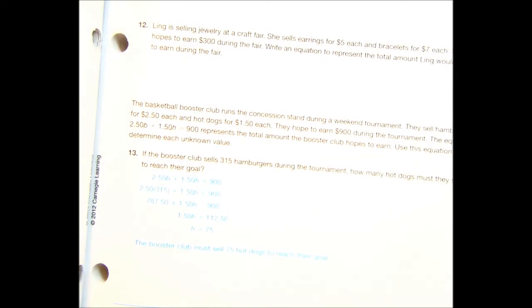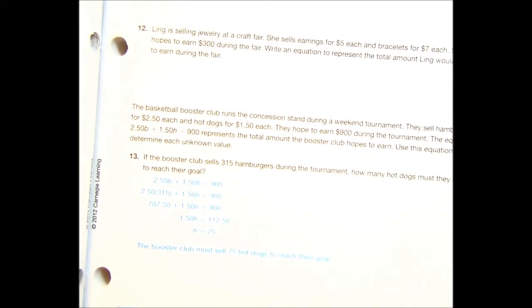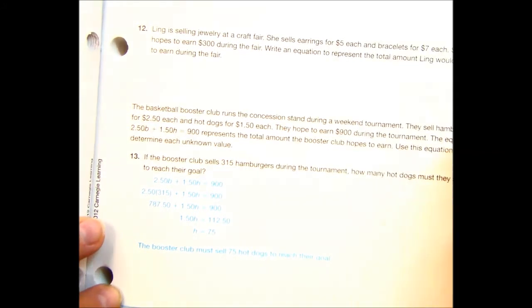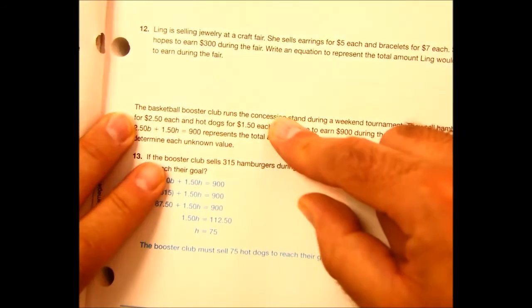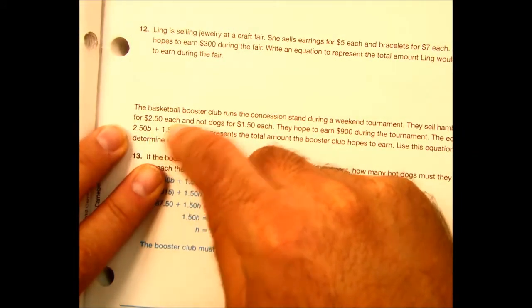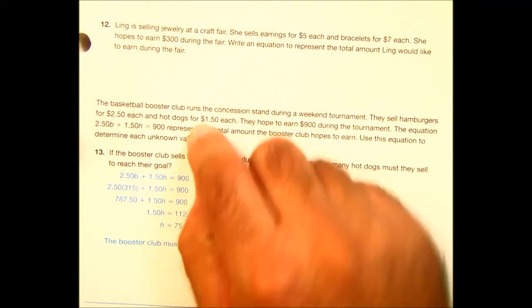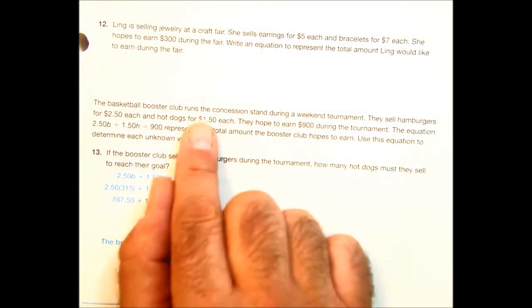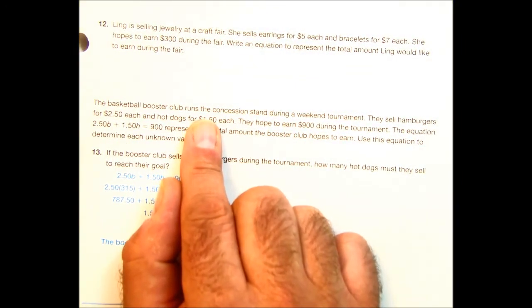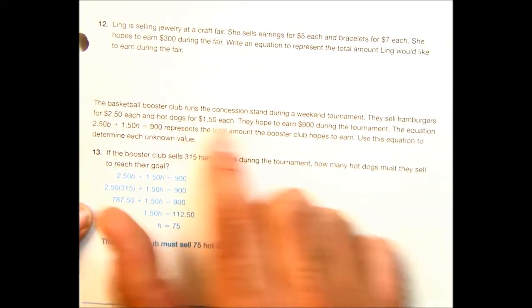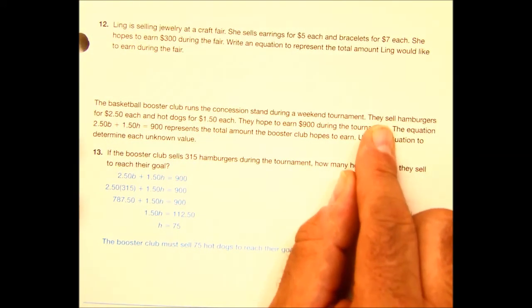Problem 13, they say, now we're going to not only write an equation, but we're going to find the value. So here we go. Basketball Booster Club runs a concession stand during the weekend tournament. They sell hamburgers and hot dogs. $2.50 for each hamburger and $1.50 for each hot dog. So $2.50X, $1.50Y. So when you add the two together, you're hoping to earn $900 for the tournament.